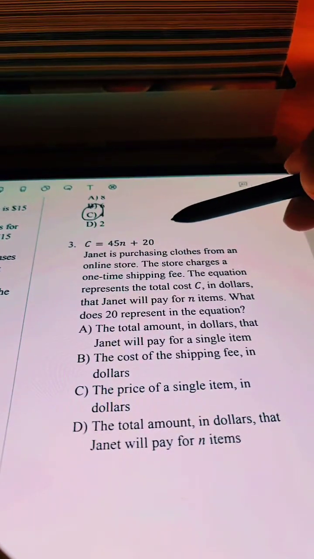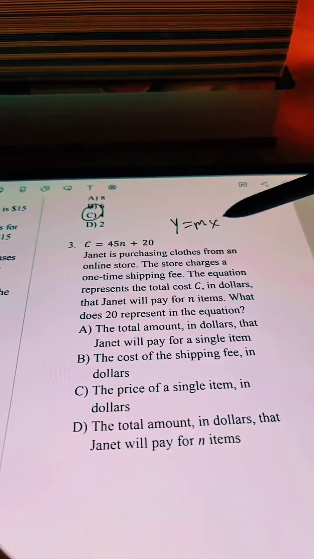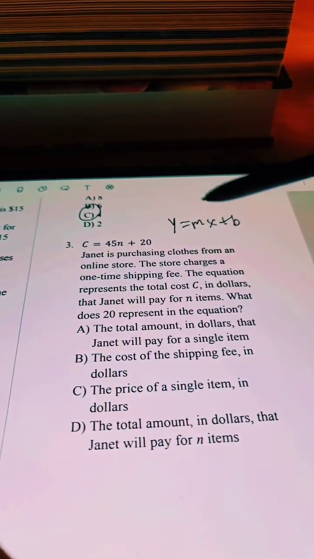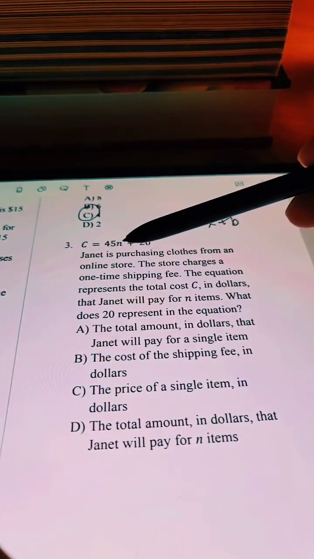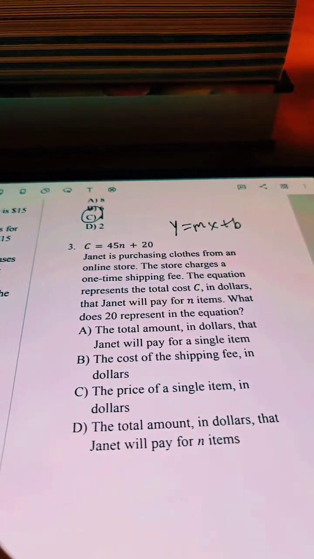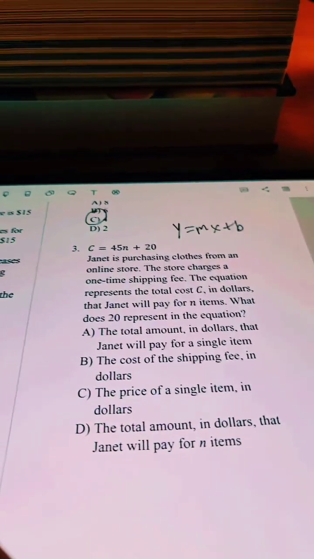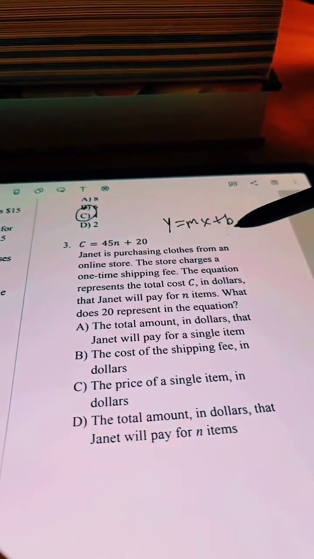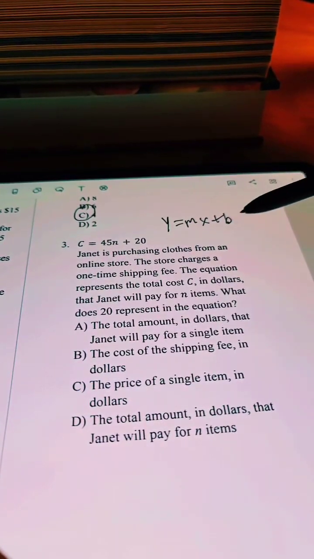So again, this is the same thing as y equals mx plus b. It's the same format. It's just that instead of using an x, it's using an n, and instead of using a y, it's using a c, but the same rules apply. So 20 is acting like our b, our y-intercept.